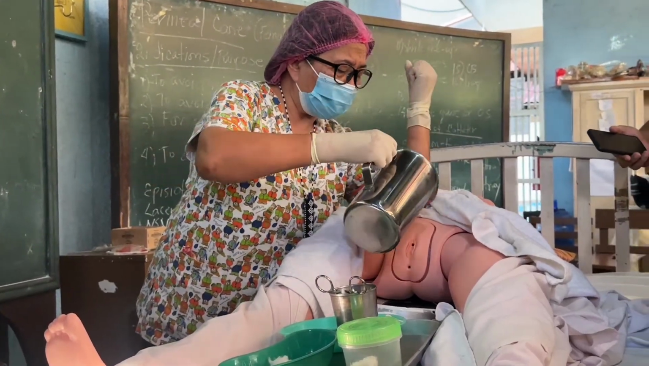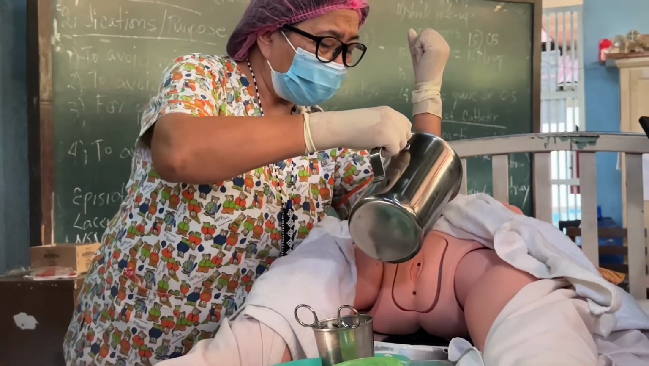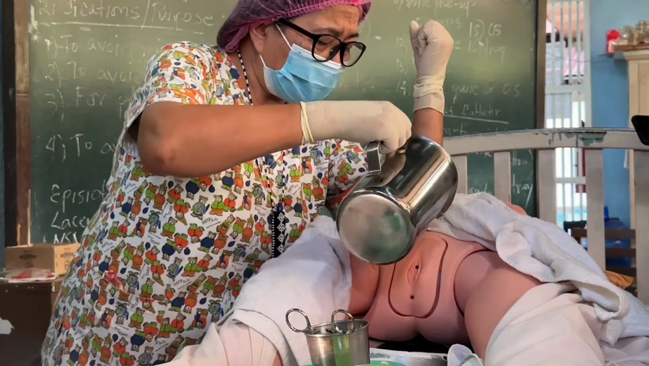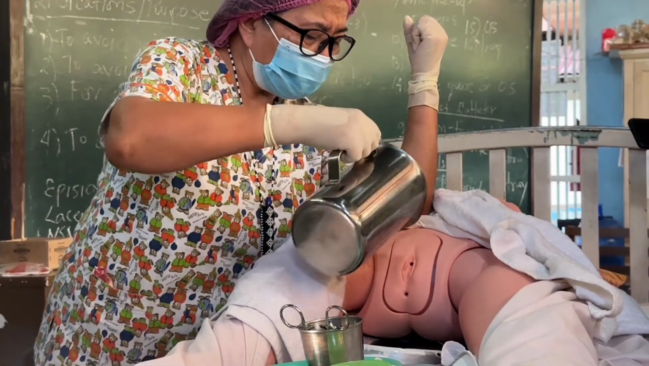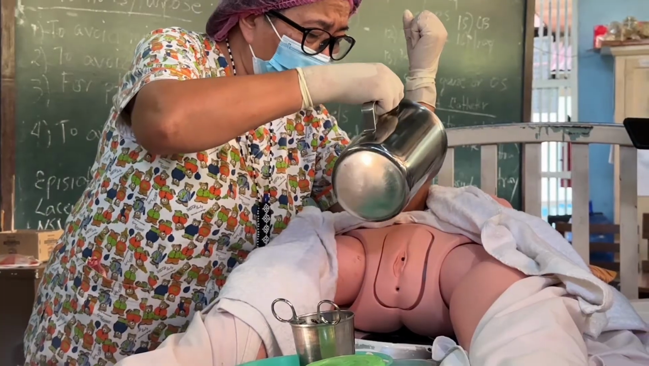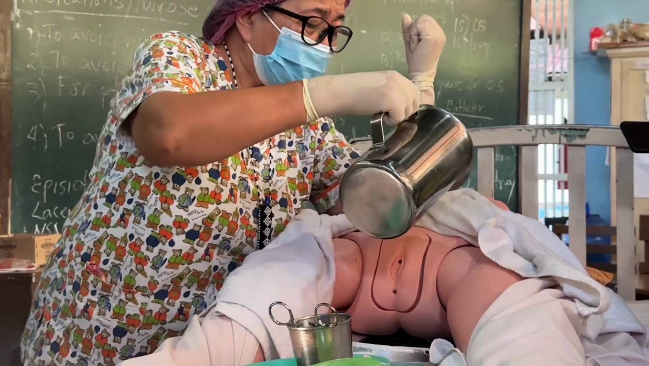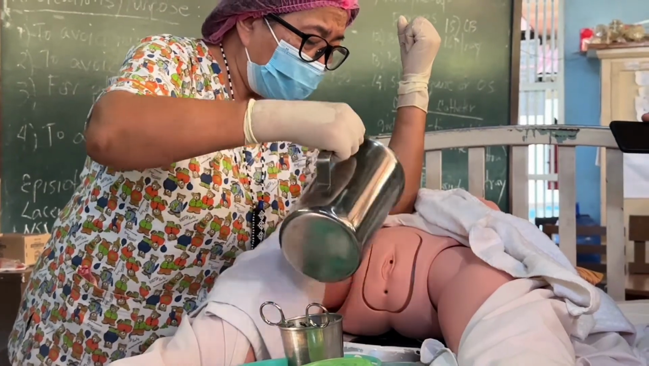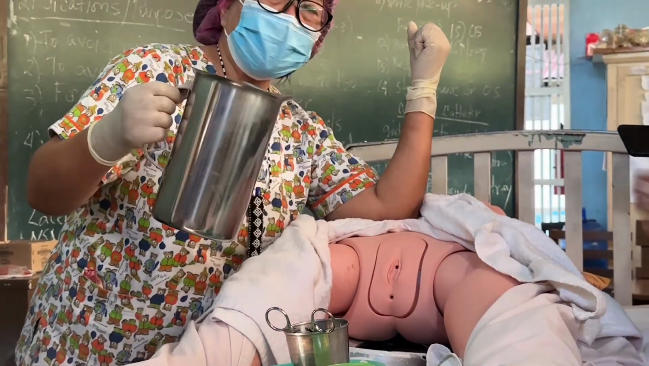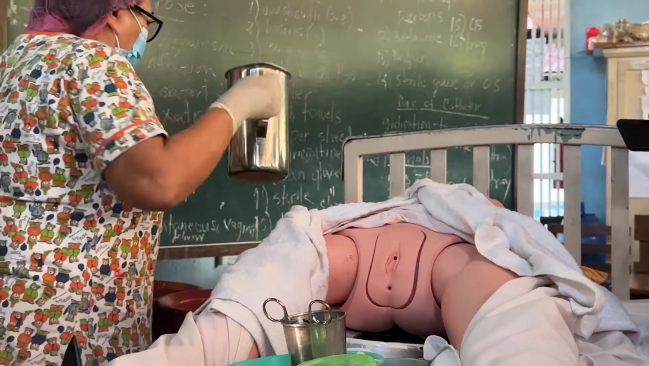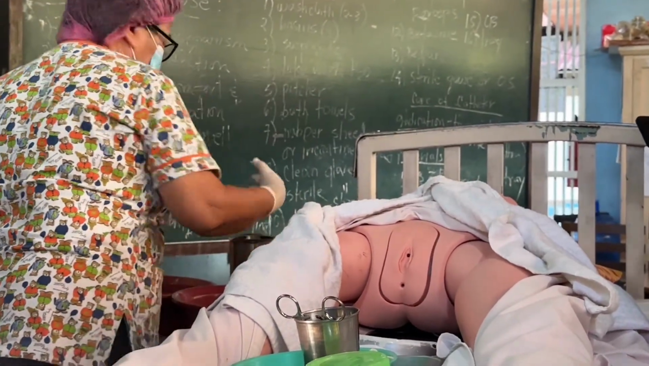Starting from the mons pubis, then farthest labia majora, nearest labia majora, farthest labia minora, nearest labia minora. Then you go to the mons pubis, then you go to the center again. Then farthest groin, nearest groin, farthest inner thigh, nearest inner thigh. Then if you want to go again to the center, center. Para ma-rinse ang soap.